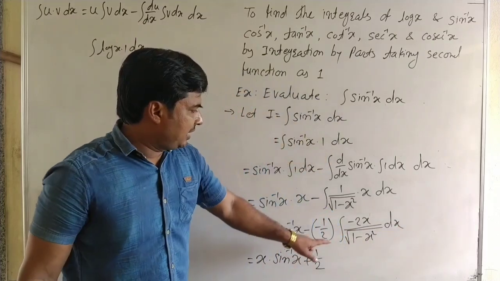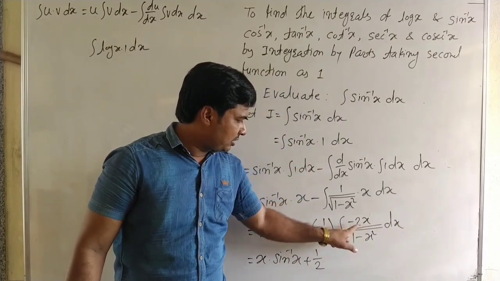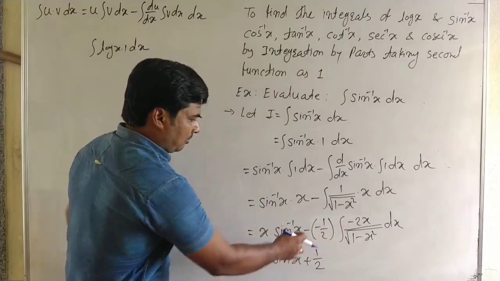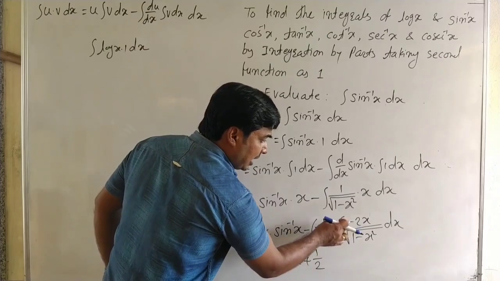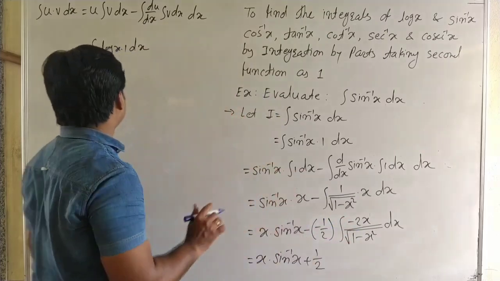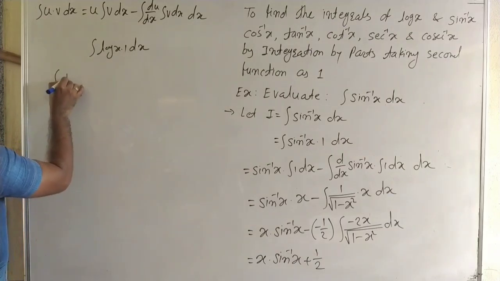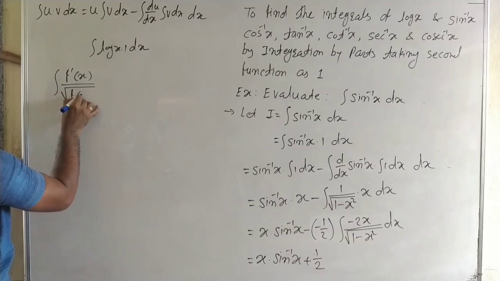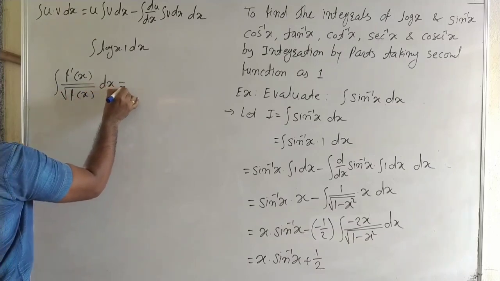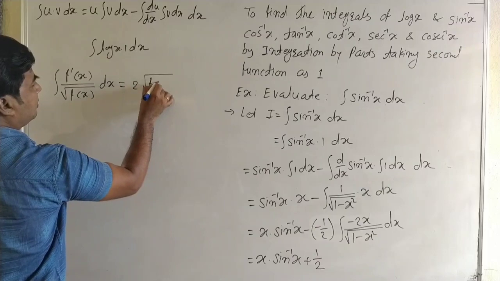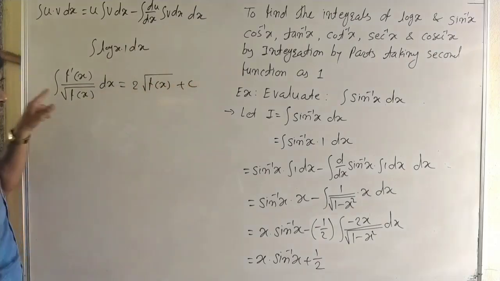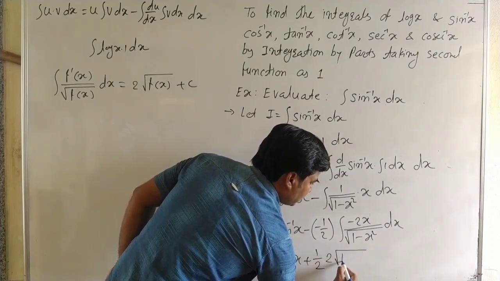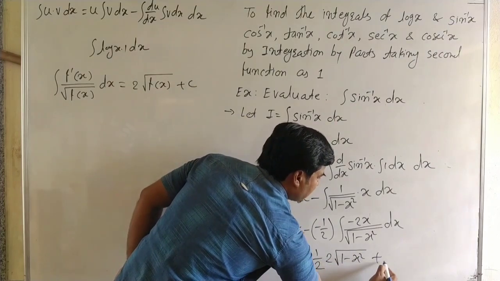Here the derivative of 1 minus x square is minus 2x, but here only x, so we multiply by minus 1 by 2. Here it is plus 1 by 2, and here we have f dash of x upon under root f of x. We again use the rule: integral of f dash of x upon under root f of x is 2 under root f of x plus c. Now it is 2 under root of 1 minus x square plus c.